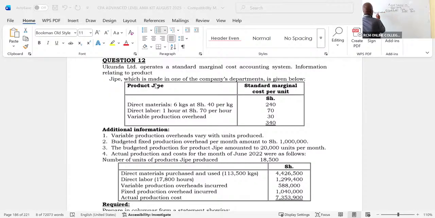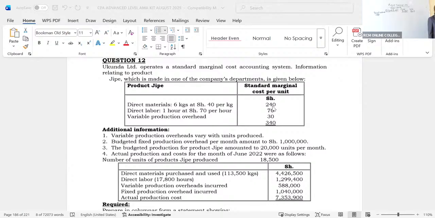So direct materials, I can see each unit will take me how much? Each unit, please talk to me, online students. Is it 40 per kilogram or 240? 240. Because I want cost per unit, and then I multiply this with the number of units. You see, 40 is per kilogram. I'm not measuring my output in kilograms. So it is 240 per whole unit, because you can see here, standard marginal cost per unit in that column.